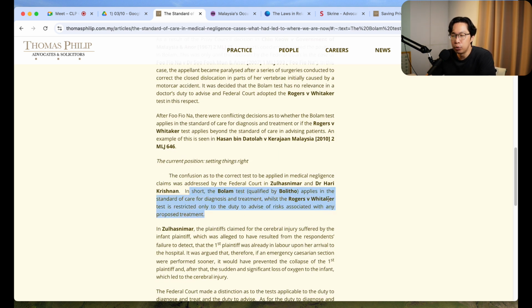They separated it into two. In terms of diagnosis and treatment, the test we follow is the Bolam test. In terms of advising patients on the risk of the treatment, the test we follow is Rogers and Whitaker. Bolam test, what is the standard of the test? Same thing, duty of care, breach of duty. The standard is what another reasonable medical doctor would do.